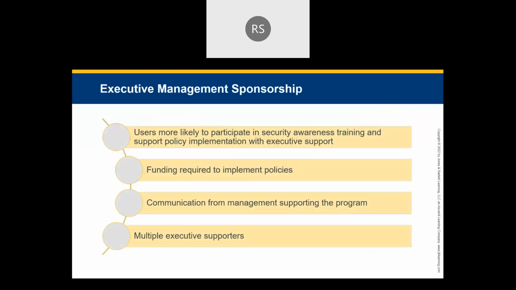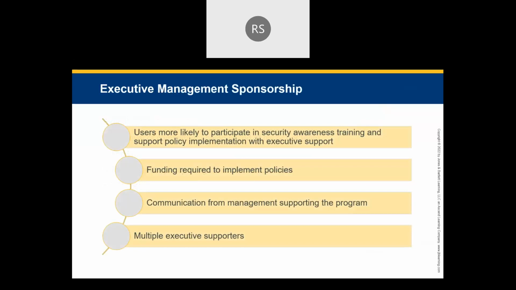Some of the key points related to executive management sponsorship: when the executives demonstrate their commitment to information security, employees are more likely to recognize the importance of security measures and actively engage in security awareness training. Executive level support helps foster a security conscious culture throughout the organization.